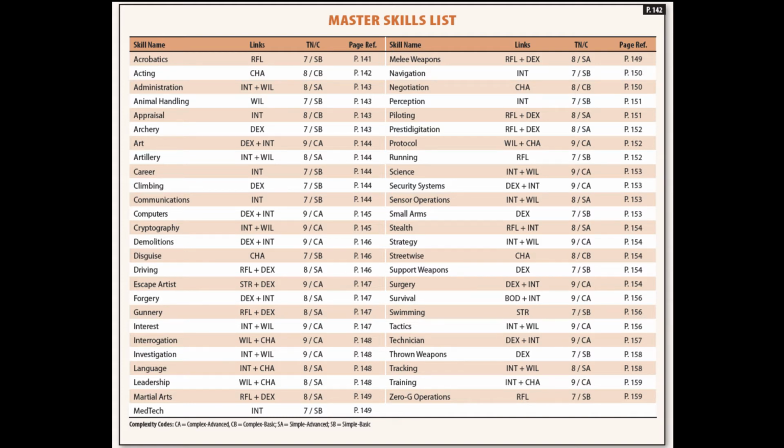The small arms skill is linked to Dex and has a target number of 7, with a complexity rating of simple basic, according to this table. We put this information into the skills box on the character sheet, like so. I like to put the link mod number in parentheses.